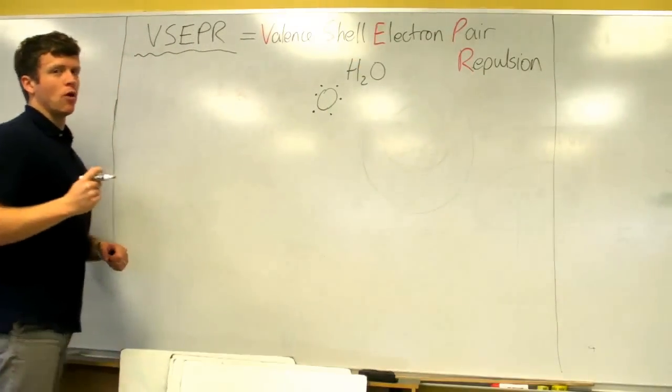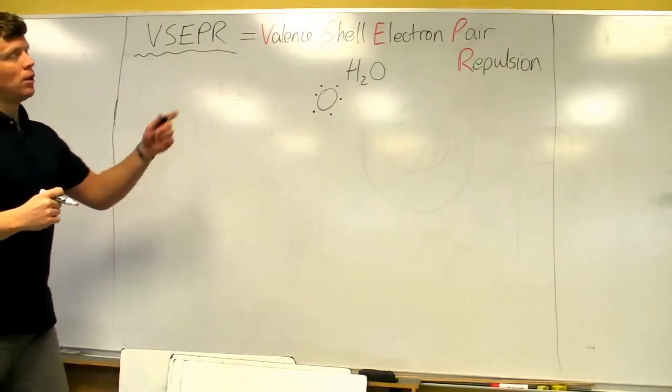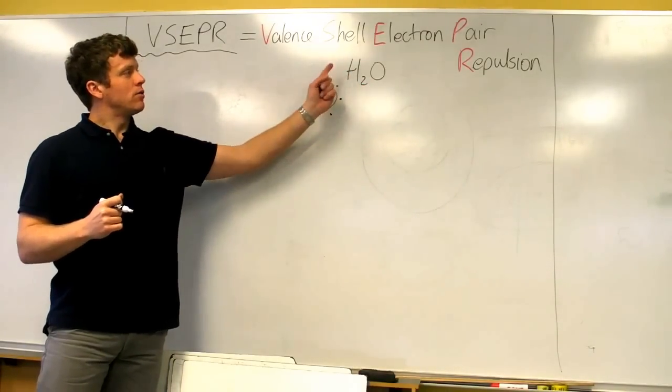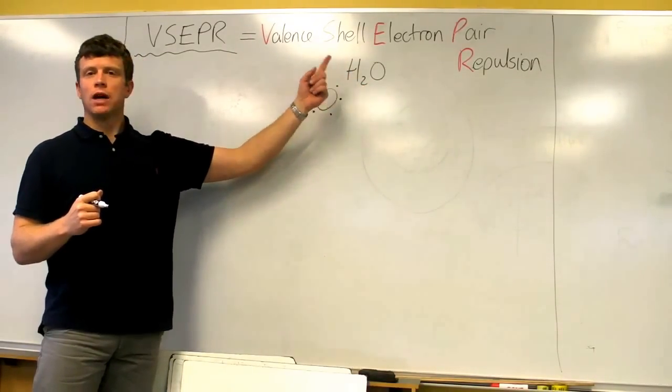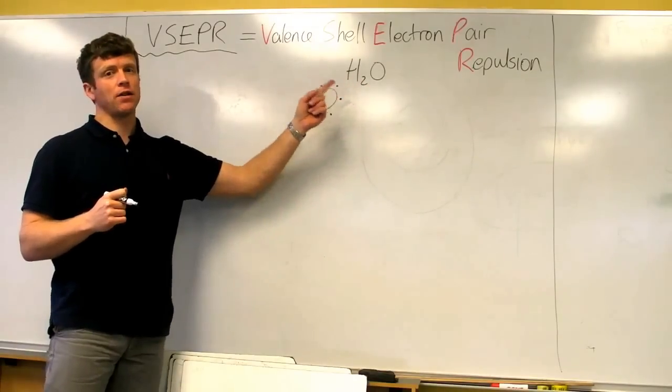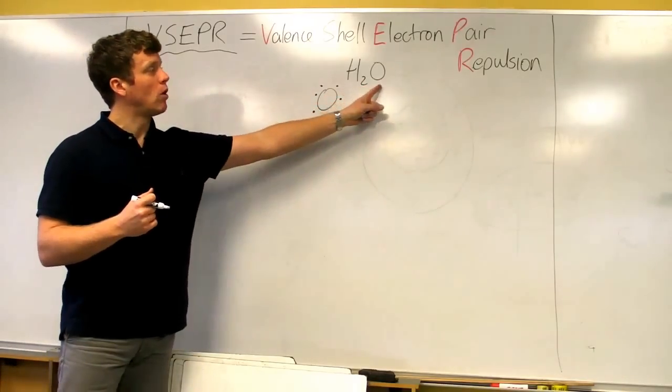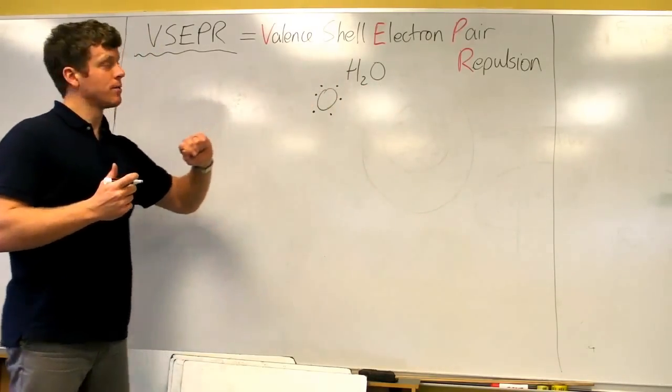We're dealing with H2O, which is a molecule. Remember, a molecule contains at least 2 atoms covalently bonded together. The atoms can be different or they can be the same. In this case, you've got 1 oxygen and 2 hydrogens.